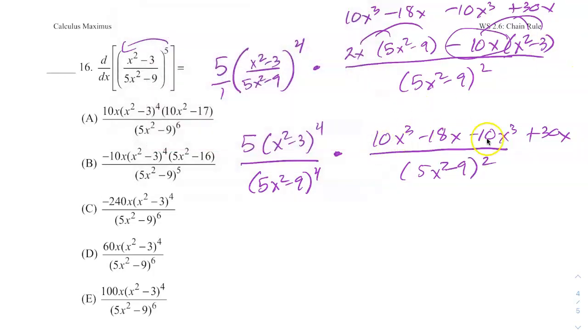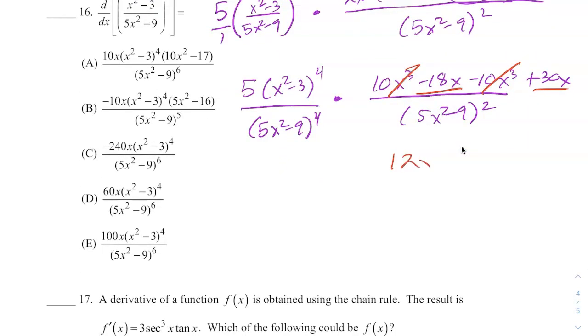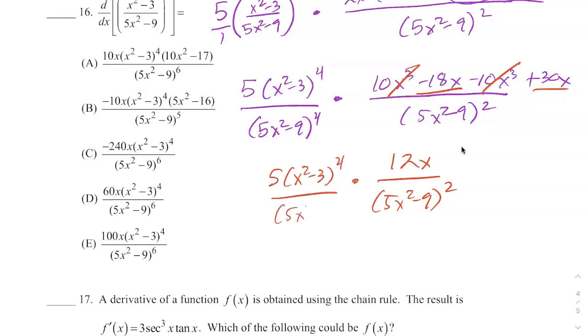Now it looks like my 10x's cancel out. How nice. And it looks like I add the powers here. Okay, -18x and 30x, that gets me 12x. So I'm going to have 12x on top. I have 5x squared minus 9 squared on the bottom times 5x squared minus 3 to the 4th over 5x squared minus 9 to the 4th. That's pretty much all I could do.